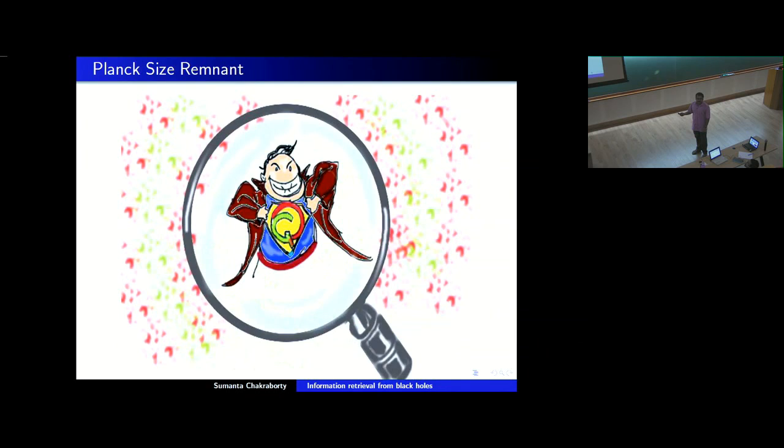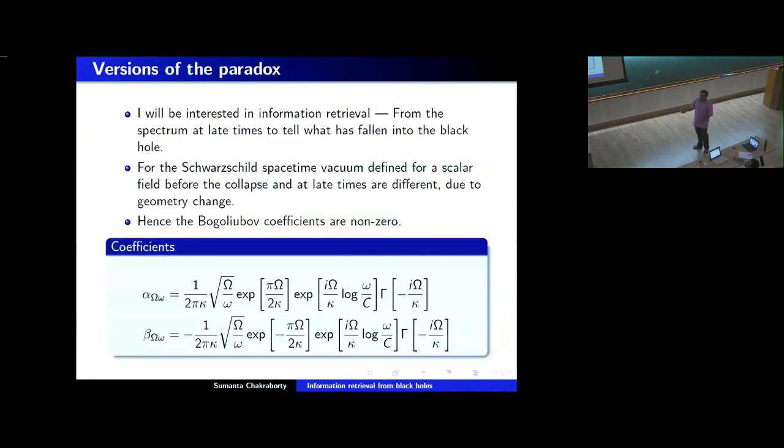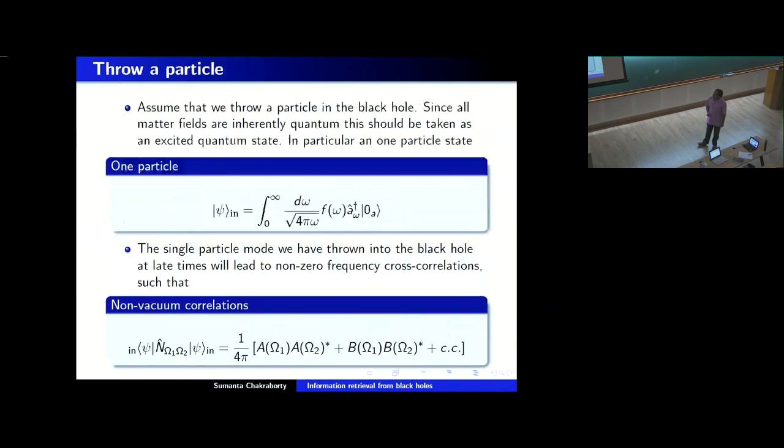Now, I will be interested in the retrieval of information. That is, from the spectrum at late times, can I tell what has fallen into the black hole? For the Schwarzschild space-time, you define the vacuum before the collapse and after the collapse, and there is a change of geometry. Therefore, the Bogoliubov coefficients are non-zero, and they take the following form. Here, kappa is the surface gravity, these omegas are the frequencies, c is just a constant, and all the functions here are well known.